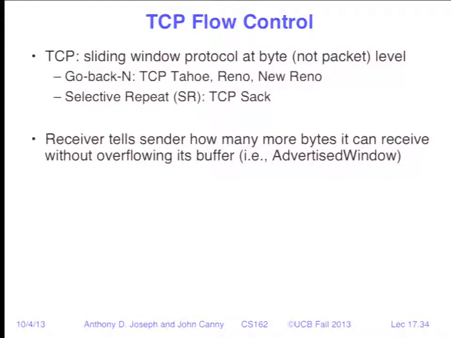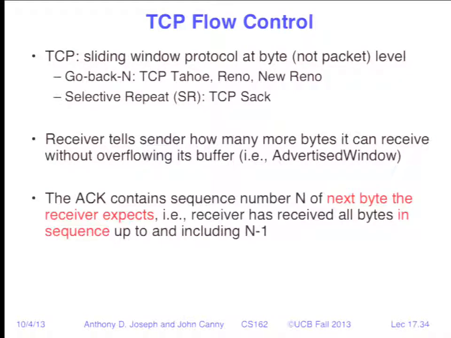Now, the receiver will tell the sender how many more bytes it can receive without overflowing its buffer. This is called our advertised window. So now, when we send an acknowledgement, the acknowledgement tells us the number of the next byte that the receiver is expecting, instead of the next packet. And that means if we send ACK for n, the receiver has received in sequence all the bytes up to and including n minus 1.